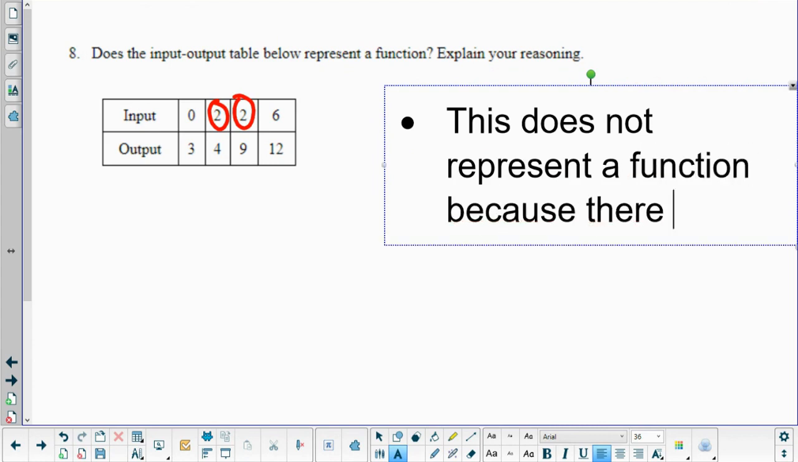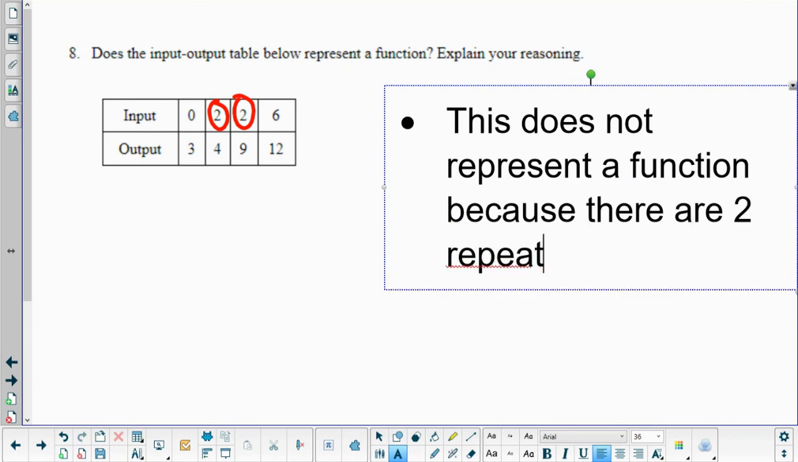Because there are two repeating x values.